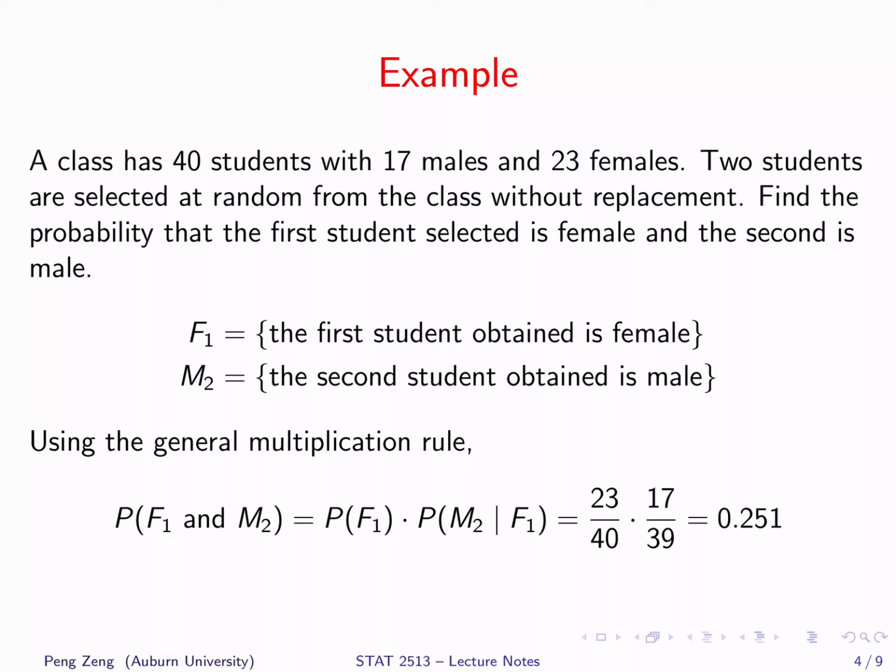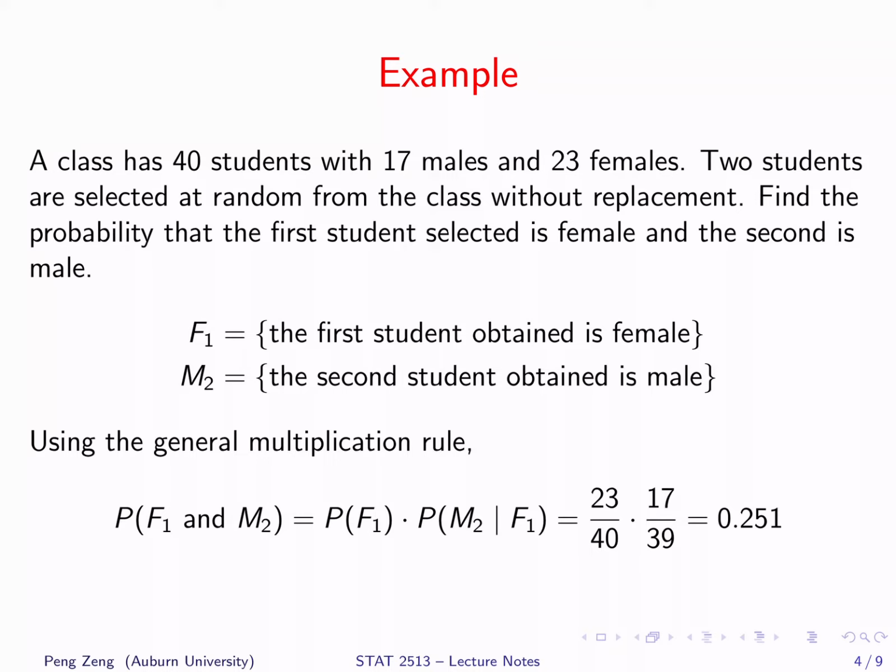To solve this problem, we can define two events. Let F1 be the event that the first student is female. Let M2 be the event that the second student is male. This question asks for the probability of F1 and M2. Applying the formula we just discussed, probability of F1 and M2 equals probability of F1 times probability of M2 given F1. For probability of F1, it is exactly the proportion of female students, or 23 over 40.